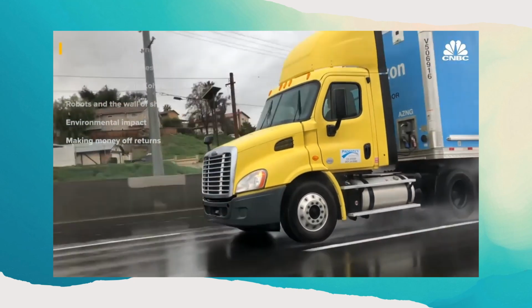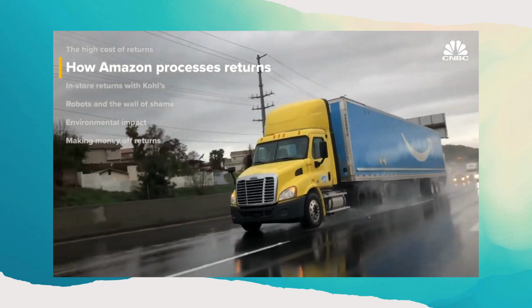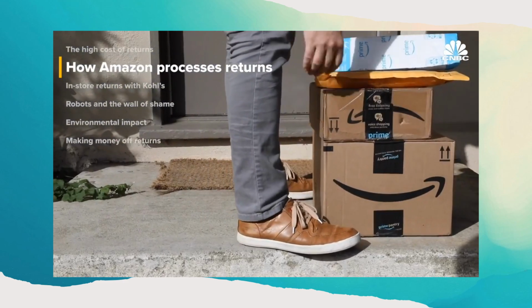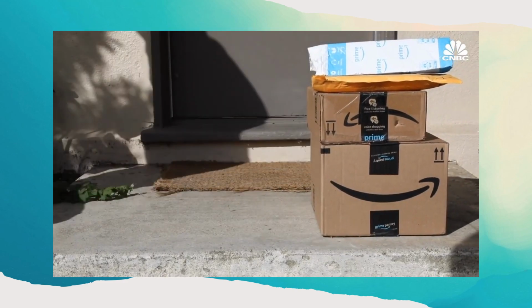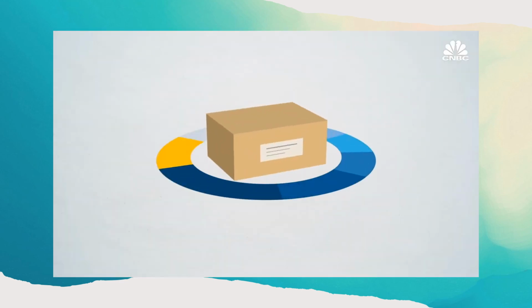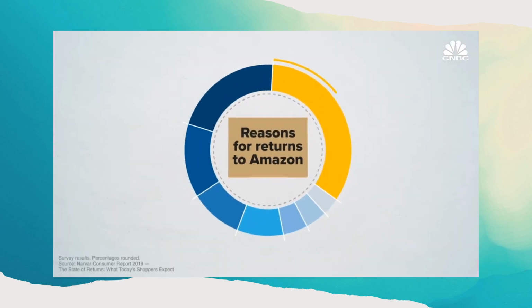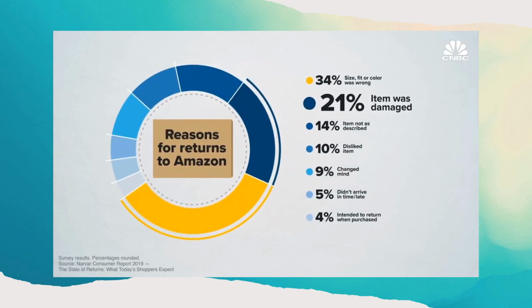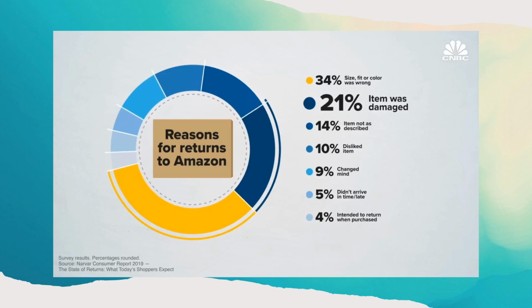The complicated reverse logistics journey starts when you decide to return an item. Amazon gives you 30 days from the day you receive an item to bring it back or put it in the mail. Generally you get 30 days, and generally they give your money back and even include paying for shipping both ways, right? Which has inspired other companies to have to follow suit. And with every return, Amazon wants to know why. 34% say the size, fit, or color was wrong. 21% say the item was damaged, broken, or no longer functional.